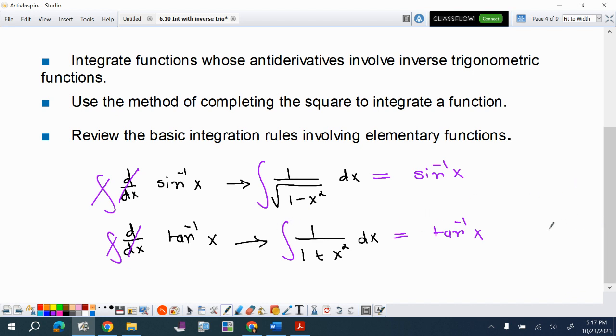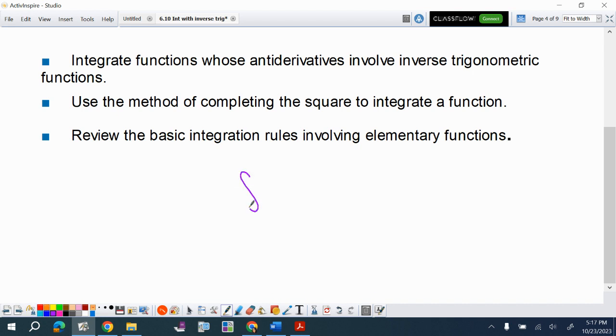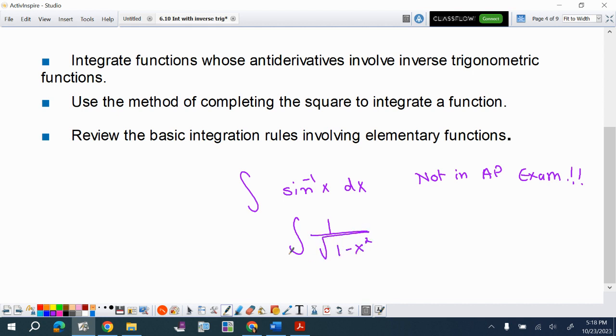Please know that you will not see this. This is not in the curriculum, not in the AP curriculum. This is not what we are doing. We are going to do the antiderivative of a fraction where the answer is a sine inverse x. So this is what we are knowing, not this.